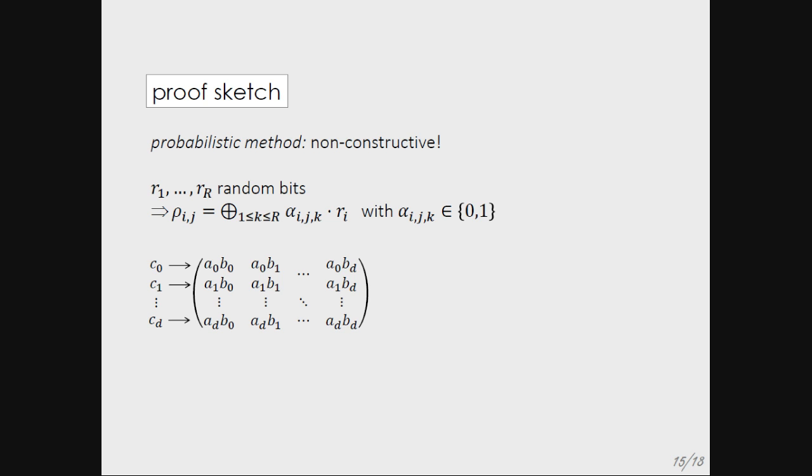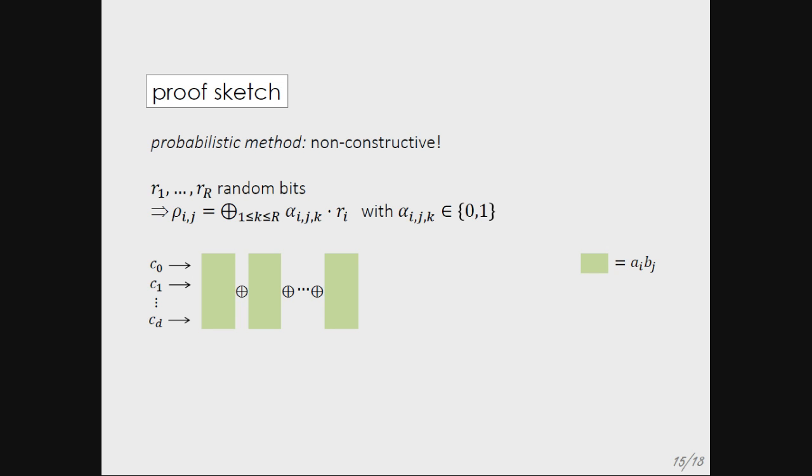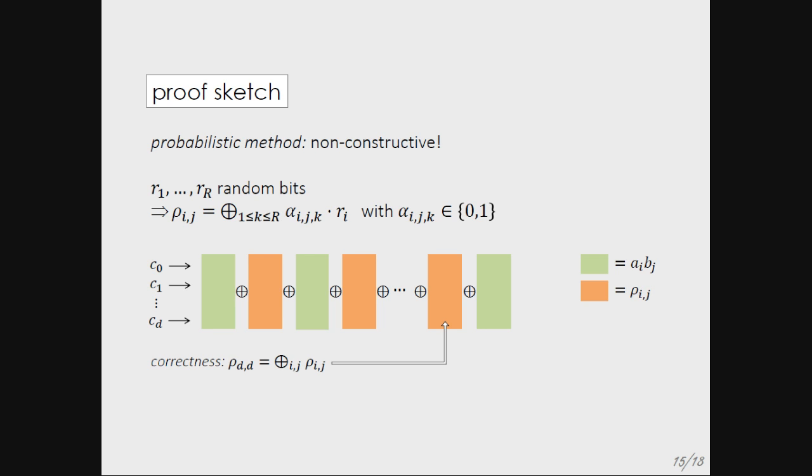You take all your cross products, which I'm going to make in color to make it simpler. And in between, you're just going to put your random linear combinations, like so. And of course, to ensure correctness, what you want is that the last one is equal to the sum of the other ones in order to get rid of all the randoms. So you have this construction, and what we were able to show is that for R high enough, the probability of one of these algorithms to be secure is non-zero.